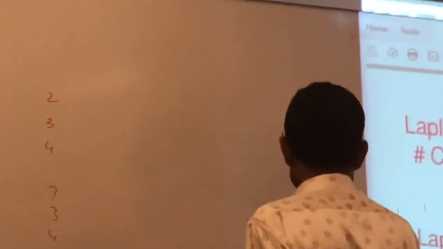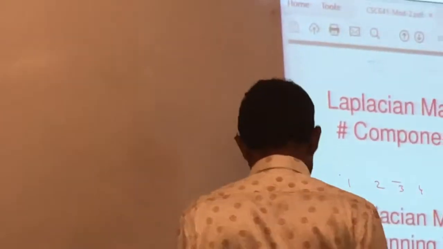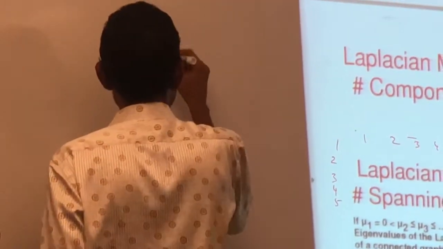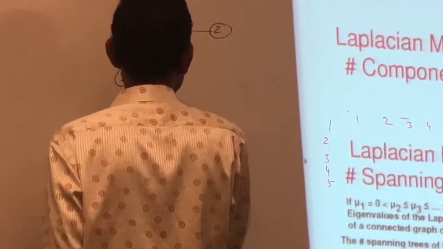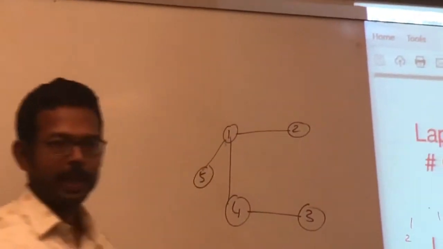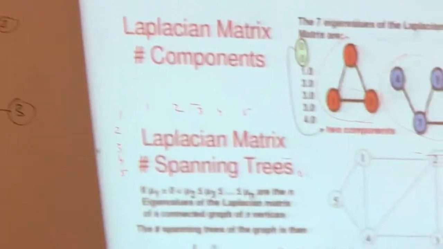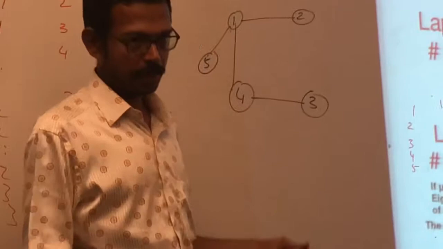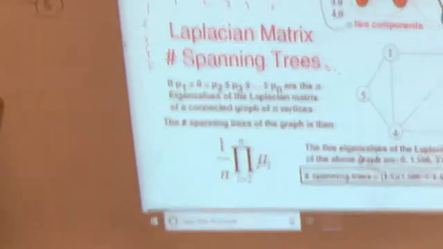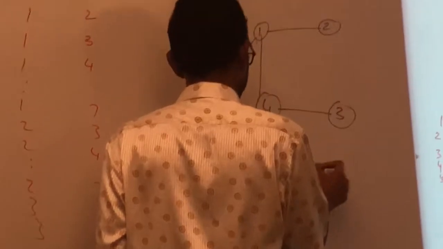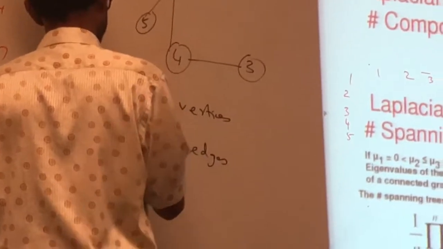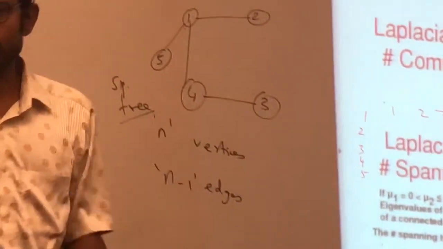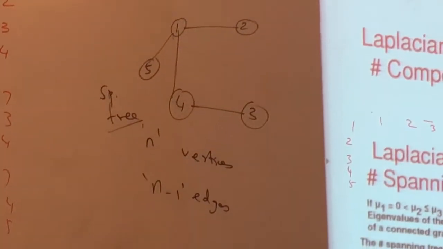So for the graph of 5 vertices out here, I can draw multiple spanning trees. One spanning tree could be like 1, 2, 5, 4, 3. So this is a spanning tree of these 5 vertices based on the edges of the graph. Again, it's just a subset of edges because it cannot have all the edges, right? So a tree of n vertices can have only how many edges? N minus 1 edges. Okay? A spanning tree of n vertices can have only n minus 1 edges.